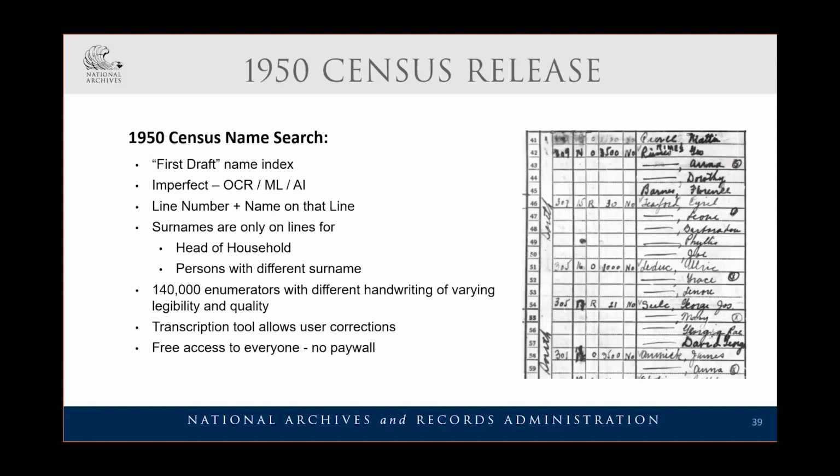Why? As you can see from this 1940 census detail, the surname is only on the line for the head of the household and for persons in the household with a different surname. In addition, there were roughly 140,000 enumerators with different handwriting of varying legibility and quality. Therefore, the transcription tool we provide will allow human users who can read the handwriting to correct and improve the index for themselves and future users.